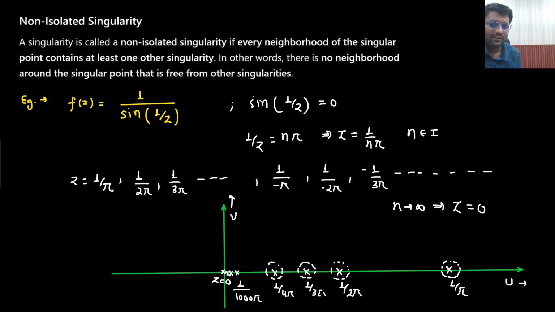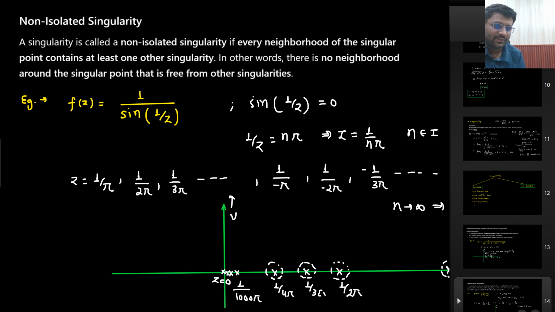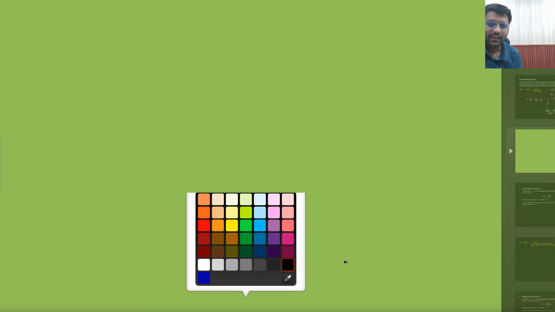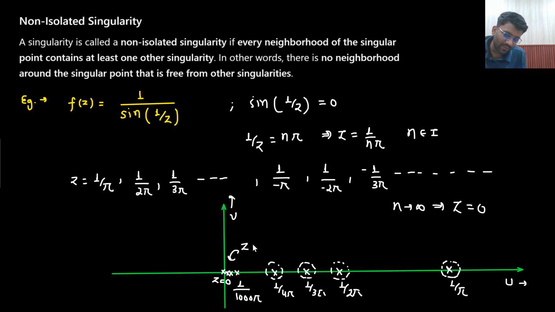What I mean to say is this. Let's say this is your 1 by 1000 pi. If I zoom in here, what would I see? I would see that this is your 1 by 1000 pi, and the next would be 1 by 1001 pi. If I go to this one, he will also say, I don't have any other singularity. Same goes with 1 by 1 crore as well.